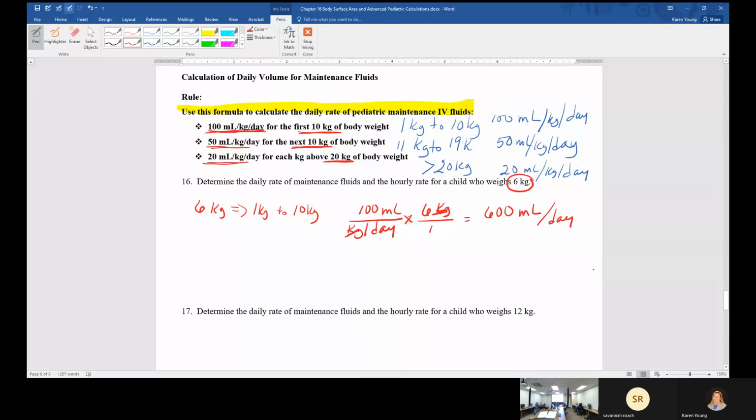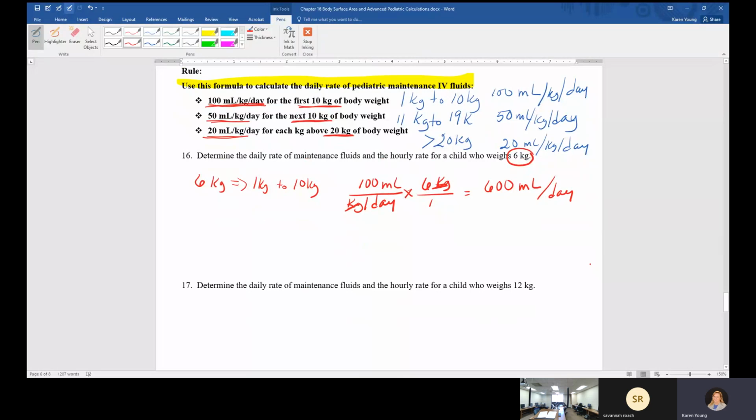Then let's look at the one down here at the bottom that weighs 12 kilograms. So his weight is 12. We can do the 10 kilograms and 2 kilograms. That gives me a total of 12. For the first 10 kilograms, he gets 10 milliliters per kilogram per day times the 10 kilograms, because we break it up.